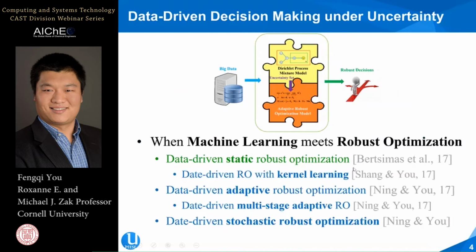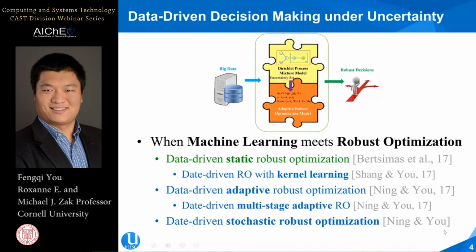So my group has been working on this topic as well, and we have been dealing with a few problems, essentially looking into data-driven robust optimization with kernel learning, and some work on data-driven adaptive robust optimization, which we will introduce later on to show the advantages compared to the classical static robust optimization. And we also extended to the multistage ARO, as well as the very recent unified framework for the data-driven stochastic robust optimization. So most of this work was done by the PhD student Chao Ning and the postdoc Chao Shang. They are wonderful students that I have the pleasure of working with.